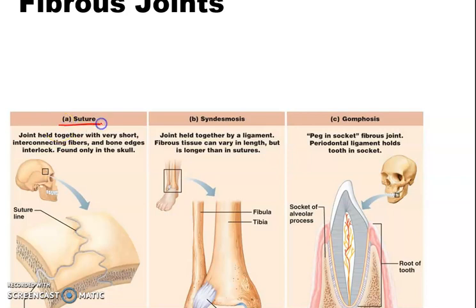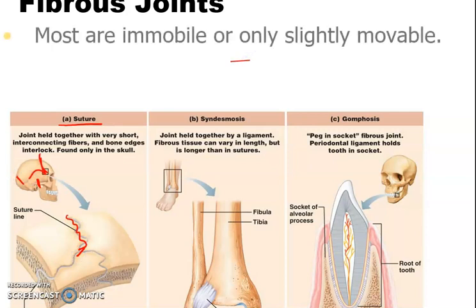A suture is anywhere 2 skull bones are held together. So my favorite suture is right there. That is the zygomaticotemporal suture. We don't have to worry about that one though. We learned about the coronal suture, the squamosal suture, lambdoid suture. They're being held together by dense, regular connective tissue. Now, all fibrous joints are immovable or have only a little bit of mobility.